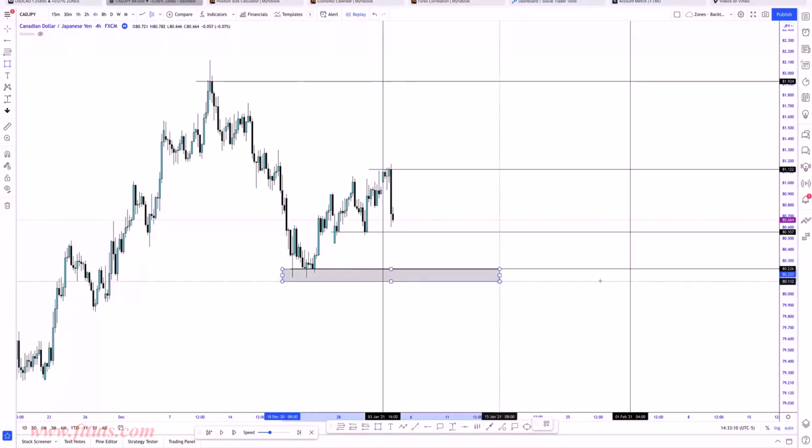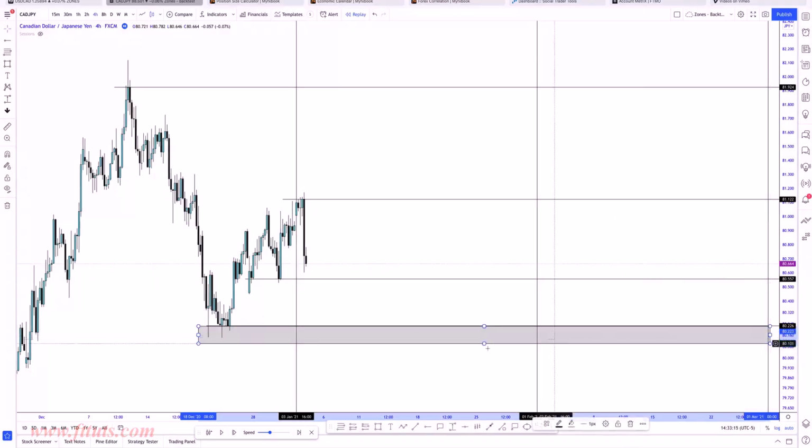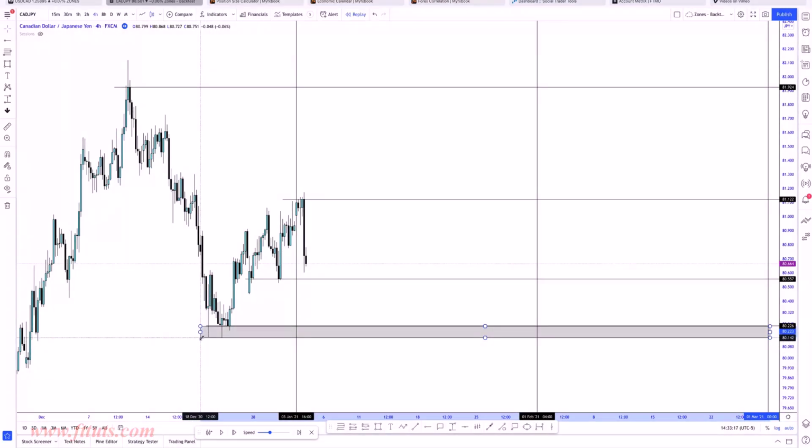So what you want to do is go from the body closures, and you want to drag this across. I'm just going to drag this all the way across. We may need it, we may not. And you want to take the average of the wicks, okay? So let's say, for example, down here. And you want to round price.